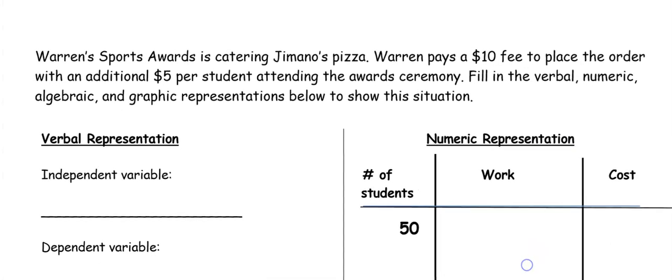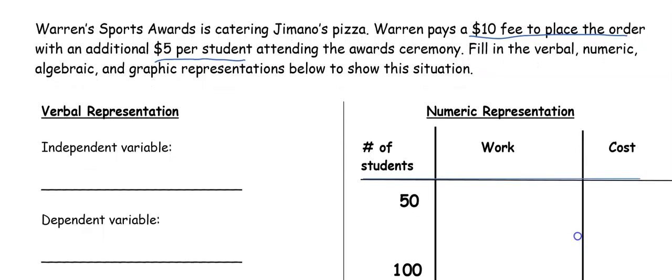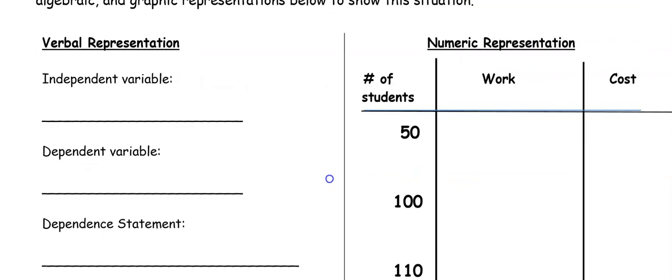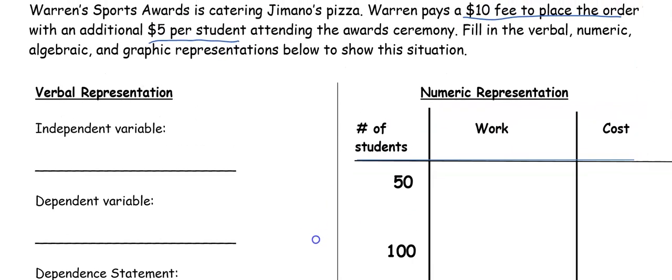Okay, so here's our situation. It says Warren Sports Awards is catering Germano's Pizza. Warren pays a $10 fee to place the order with an additional $5 per student attending the award ceremony. Fill in the verbal, numeric, and algebraic and graphical representations below to show the situation. Okay, so we have to figure out what we're doing.